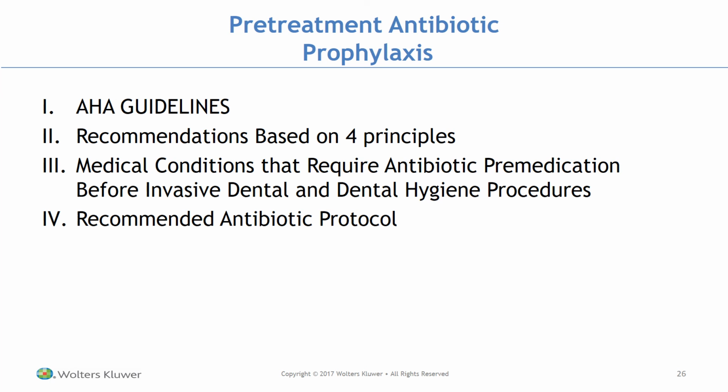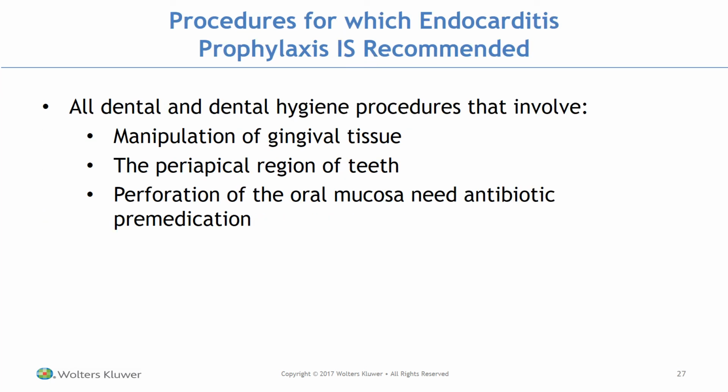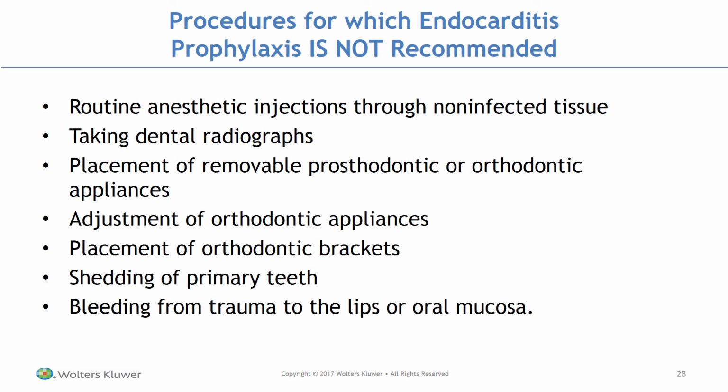The consensus in 2012, really. Procedures for which endocarditis prophylaxis is not recommended: giving anesthetic through non-infected tissue, taking dental radiographs, we don't need to pre-medicate for that, placement of removable prosthodontic or orthodontic appliances, adjustment of orthodontic appliances, placement of orthodontic appliances, the shedding of primary teeth, bleeding from trauma to the lips or oral mucosa.